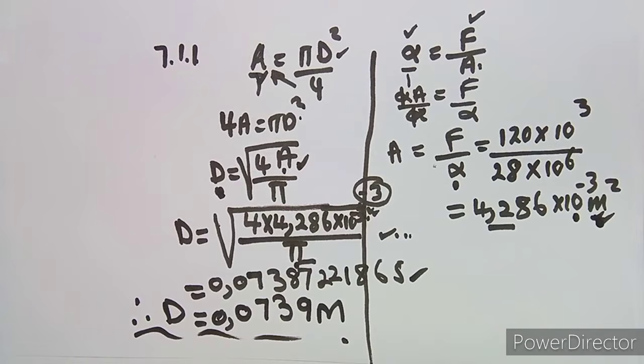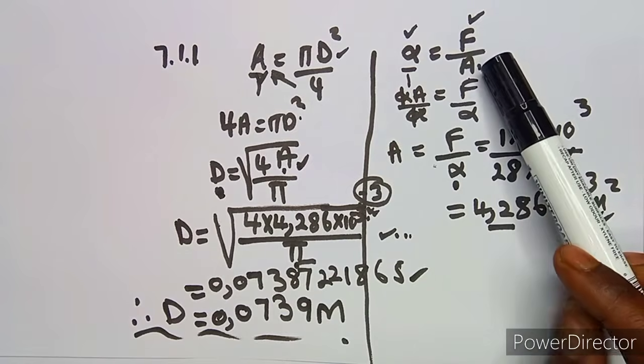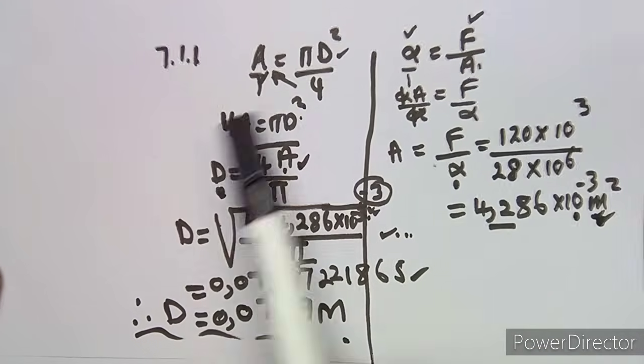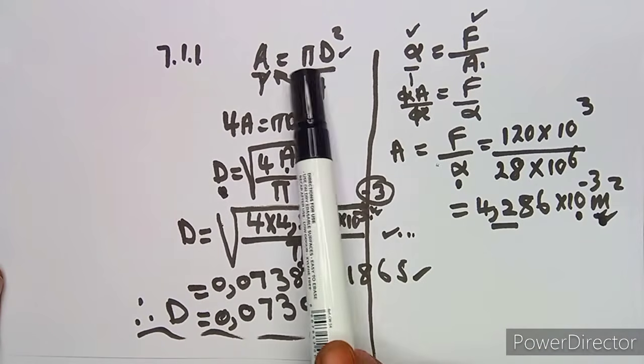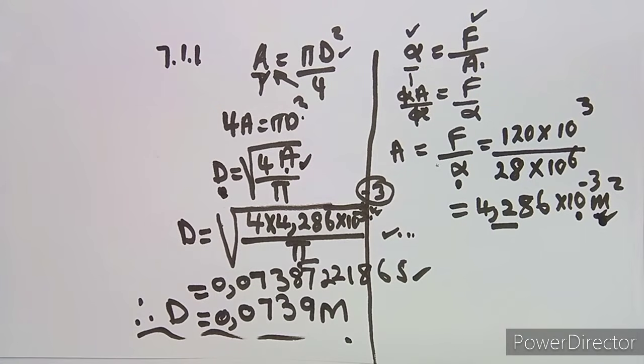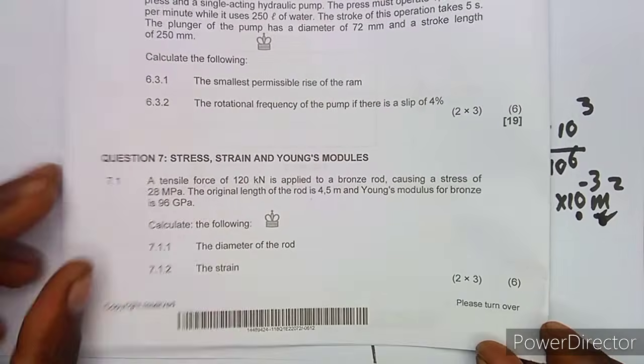If you are working with stress and strain there, what you're supposed to know is to connect the formula. As you can see, we just connected the dots between the area and the stress, which had the force and the area, and we obtained the area from this formula, then the diameter from the area, because we know that area is pi d squared over 4. So we can make d the subject, and we can calculate our diameter just like that. So that was the first question. Let's see another question on 7.12, which is the strain.